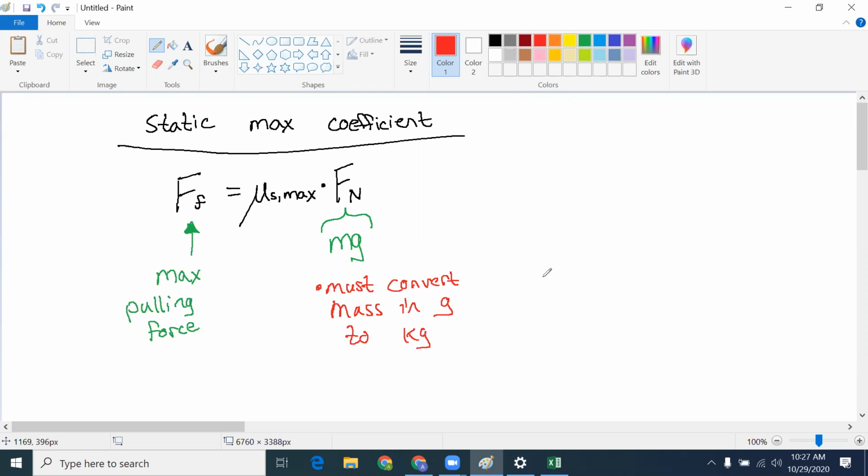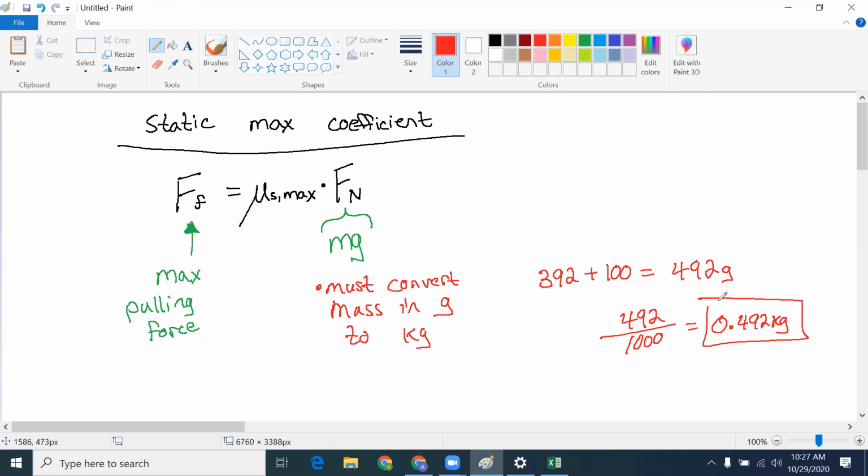Let's say you had the 392 grams from the block itself plus 100 grams from the masses added on top. You get 492 grams. 492 divided by 1,000, and I'll get 0.492 kilograms. That's the conversion right there.